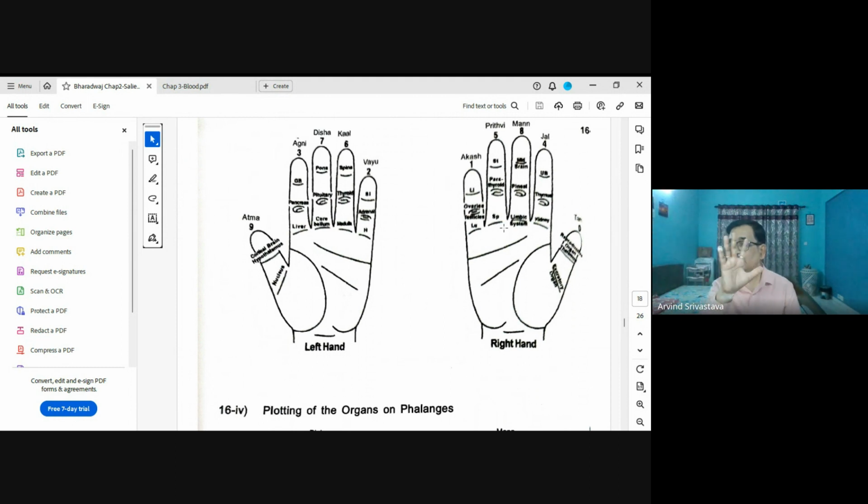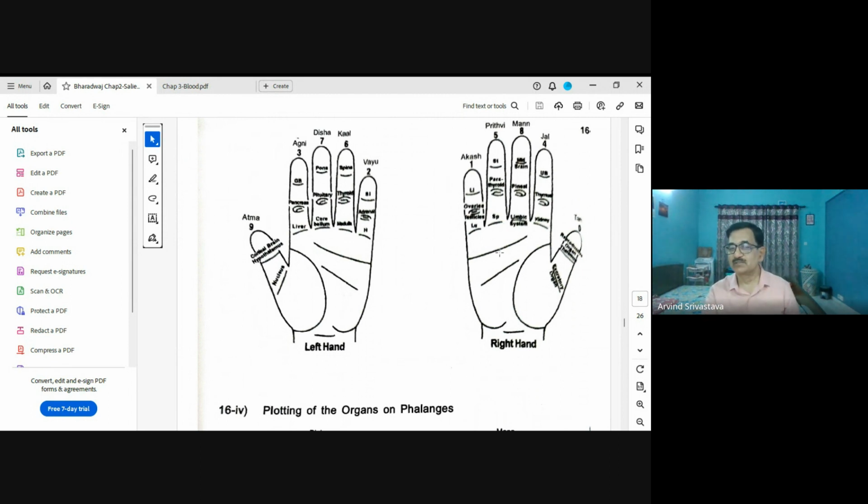We started from the right side. Yesterday I told you this is the basic, and this was 0. Right thumb was 0. This was 1, and this was 5. This was 8, and the right index was number 4. So now we start plotting.